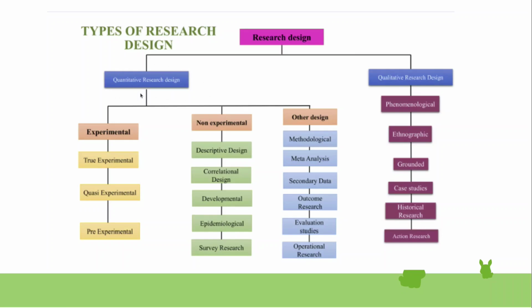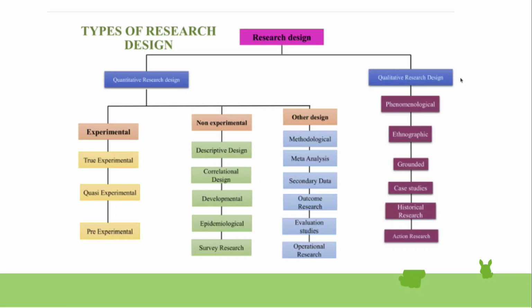Quantitative research design is classified into three. They are experimental, non-experimental and other research designs. In experimental, three types are there: true experimental research design, quasi-experimental and pre-experimental. In non-experimental, different types of research designs are there. They are descriptive design, correlational design, developmental, epidemiological and survey research. These all come under non-experimental. Other designs like methodological, meta-analysis, secondary data, outcome research, evaluation studies and operational research. So this is the classification of quantitative research design.